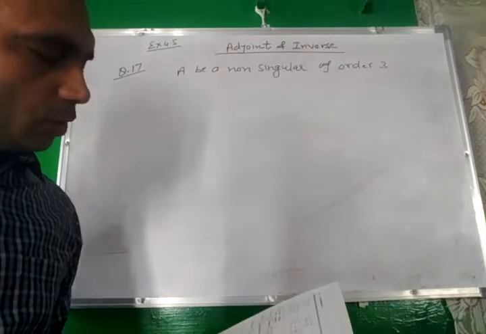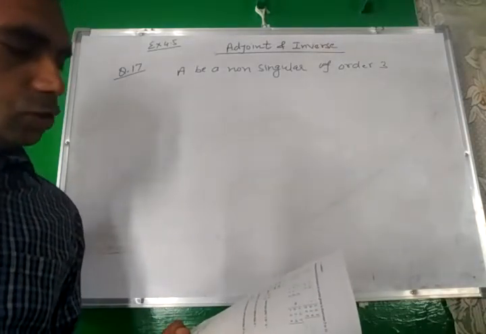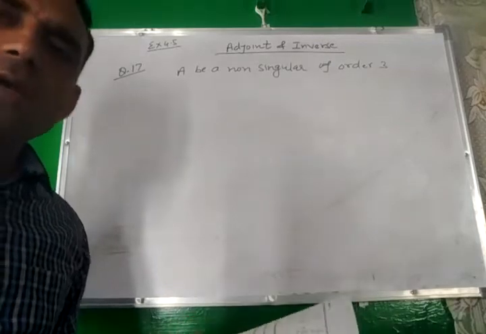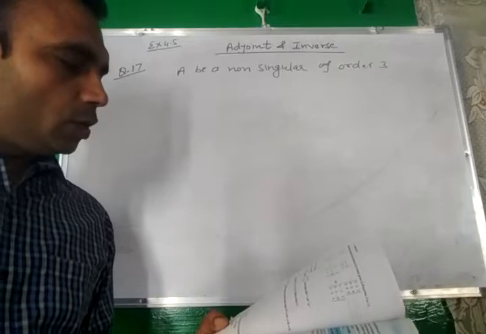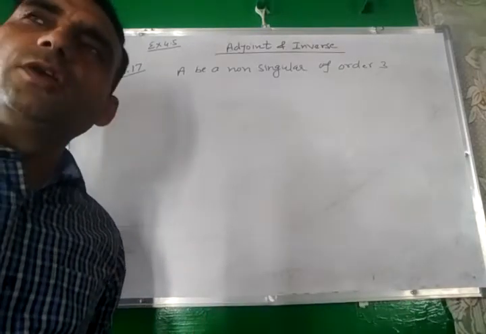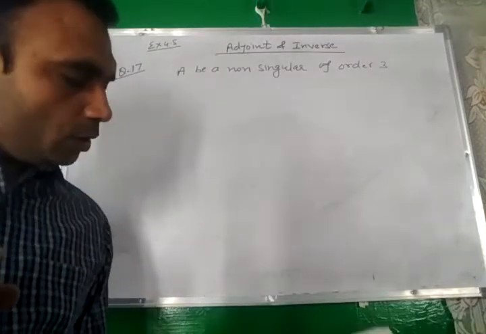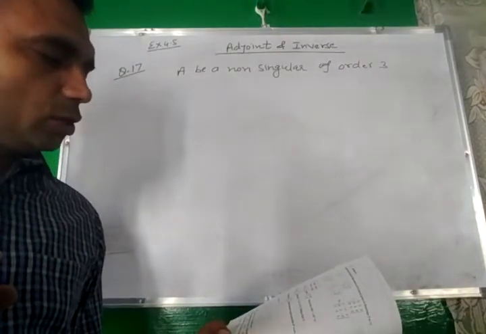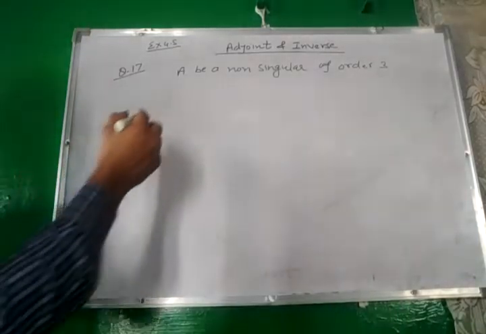Now question number 15 and 16 are the same as question number 13. First you will verify the equation and then find the inverse using inverse multiplication. Now question number 17 and 18, these are MCQs, and in the new question paper pattern there will be 10 MCQs. So question number 17: A is a non-singular square matrix of order 3, then determinant of adjoint of A.